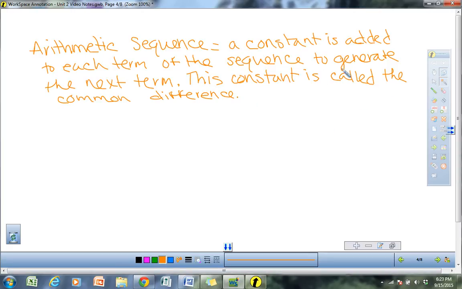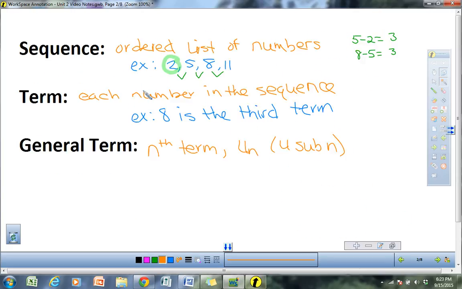You can also think of it as subtraction as well, but instead of saying subtraction, we're always just going to say adding a negative if it is subtraction. So let's go back to our example here. We are adding 3 each time, so this would actually be an example of an arithmetic sequence. And our common difference there would be 3, because that's what we're adding each time.